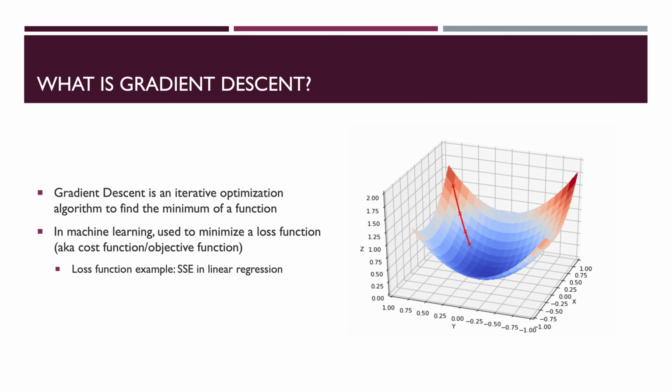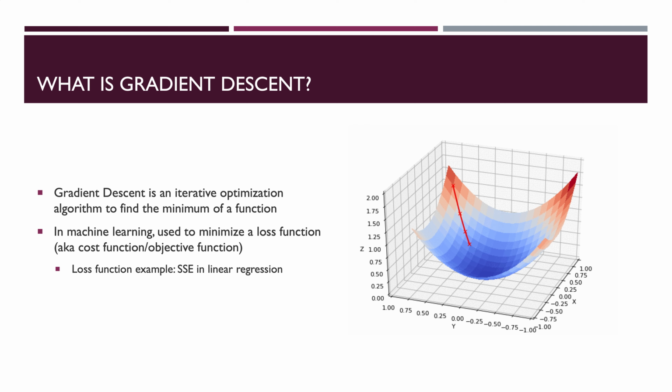This is an iterative optimization algorithm used to find the minimum of some function. So you may have seen a graphic like this where there's some sort of bowl shape, and you can imagine dropping a marble from the side of the bowl and letting it roll down and find the lowest point.